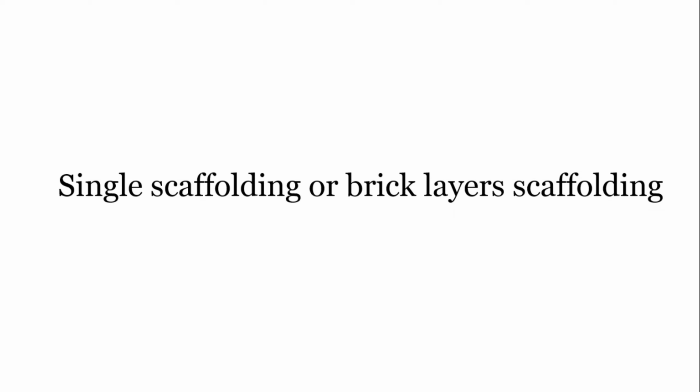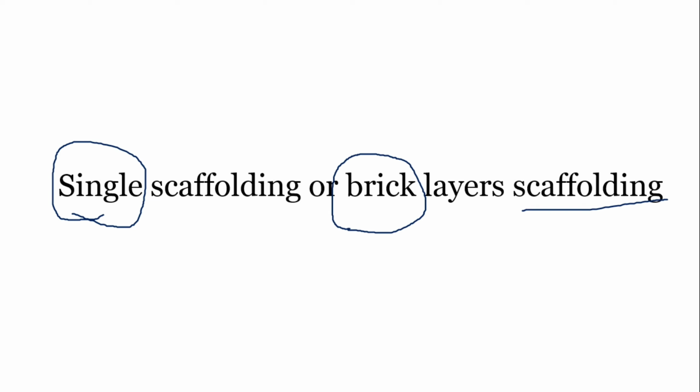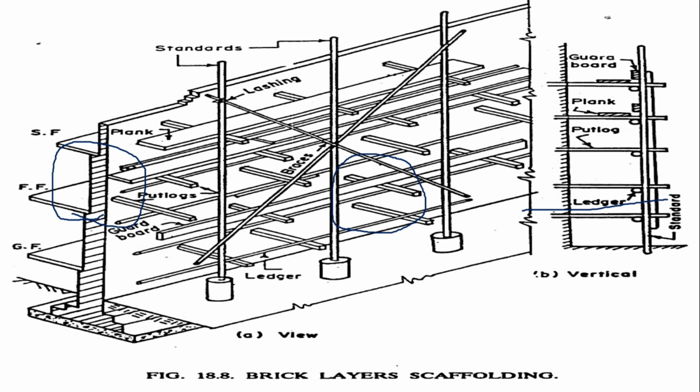Now the first one is the single scaffolding or the bricklayer scaffolding. As the name indicates, when we use a single layer of scaffolding, or when we use the scaffolding only for the brickwork, at that time we give the name single scaffolding and bricklayer scaffolding. So how does it look?